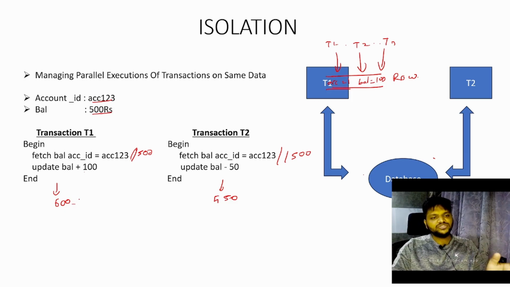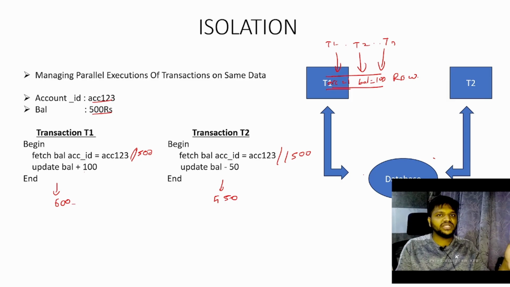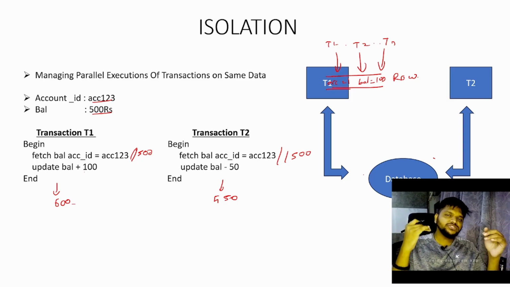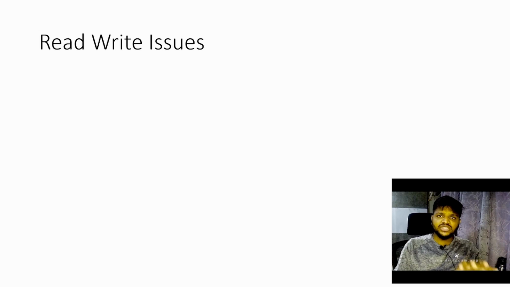It is the responsibility of a database engine to ensure that my data does not get corrupted. There can be multiple different issues when reading and writing the data, because multiple transactions are trying to execute in parallel at the same time. Let's discuss those issues, which are read-write issues. You won't be able to understand the isolation topic in depth unless you understand the fundamental issue that we are trying to solve.